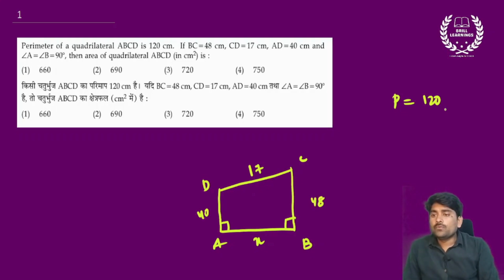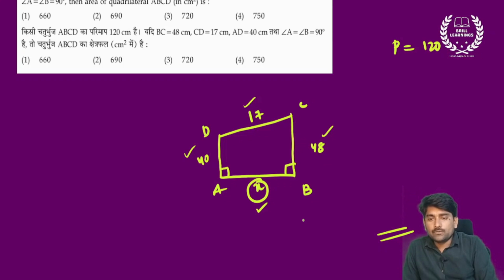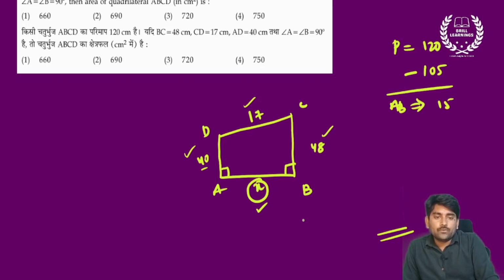Okay, what we need to find? Area of a quadrilateral. We need to find the area of quadrilateral. First find the value of x here. How can I get this? If I subtract these three values from 120 perimeter, I will get this value. So what is the sum of these three values? 40, 48, 88, 88, 95, 105. If I subtract 105 from 120, I will get the value of x, that is 15. Okay, x value is 15.